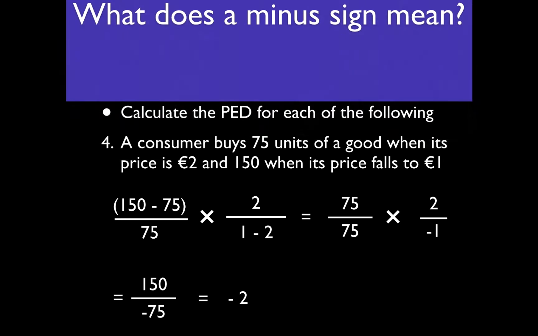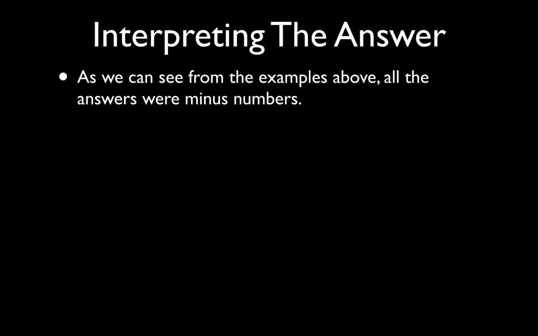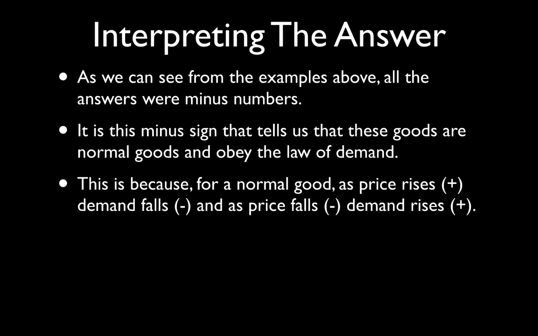Now, what does a minus sign mean? Well, what a minus sign actually means, and we've said this before, but I'll say it again, is that it's a normal good and obeys the law of demand. Okay, that's what it means. And what do I mean by that? How do you know that? Well, for normal goods, as the price rises, you get poorer in real terms, and as such, buy less normal goods. So as price goes up, a plus, the quantity demanded goes down, a minus. That's a minus divided by a plus. That's a minus.